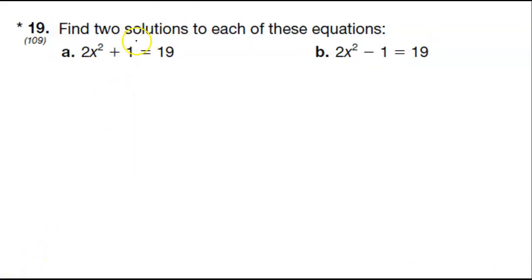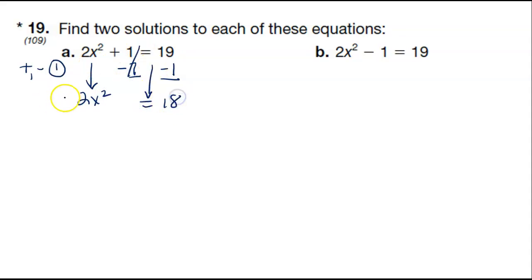Okay, find 2 solutions of these. So I'll do A and you can do B. This is a 2-step equation. The first step is going to be addition or subtraction. So we subtract 1 minus 1. I know it looks like a 7. This goes away. This is an equals. This is 18. And then 2, we're going to divide or multiply. Here we're going to divide by 2. That goes away. We get x squared is equal to 9.